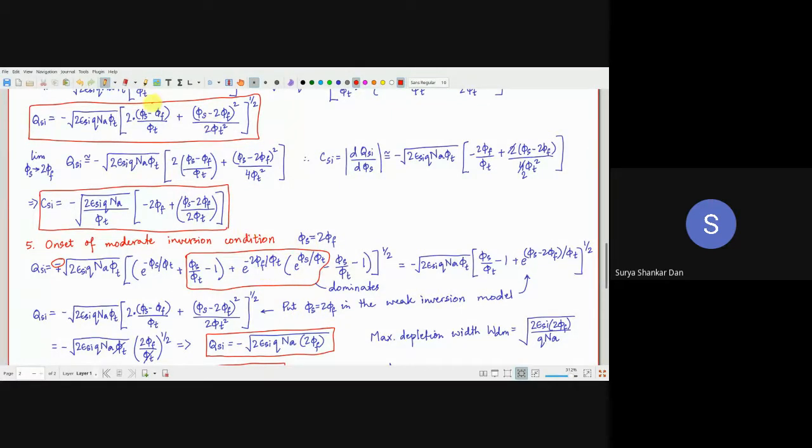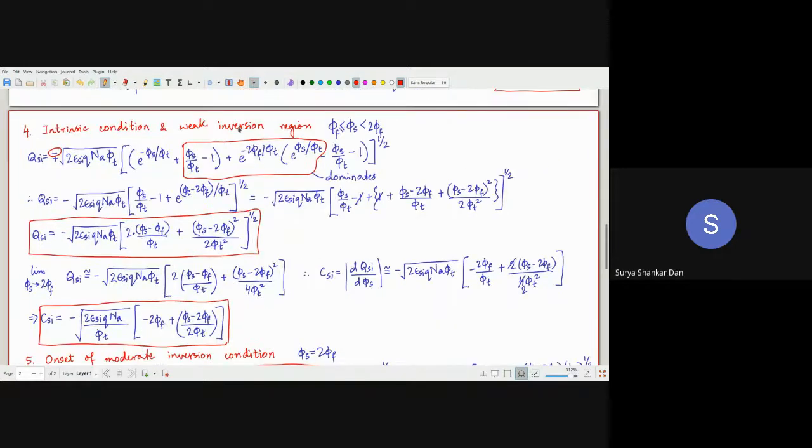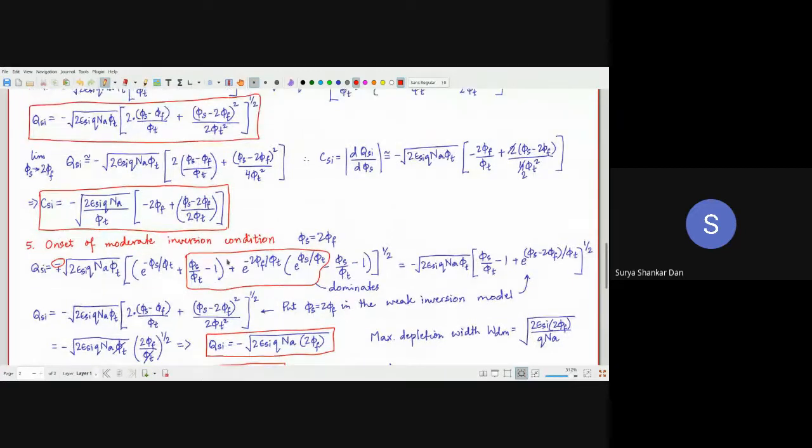Either you can plug in phi s equal to 2 phi f in this relation, which is in the weak inversion region. Otherwise you can directly put it inside the master equation, so to speak. So if you put phi s equal to 2 phi f, this part will cancel, phi s minus 2 phi f. So e to the power of 0 becomes plus 1. So minus 1 and plus 1 cancel.